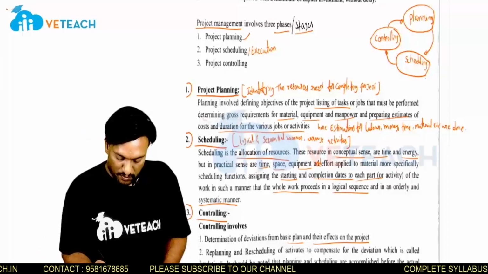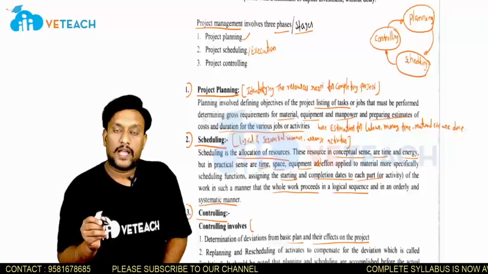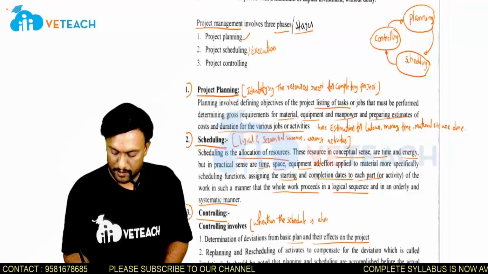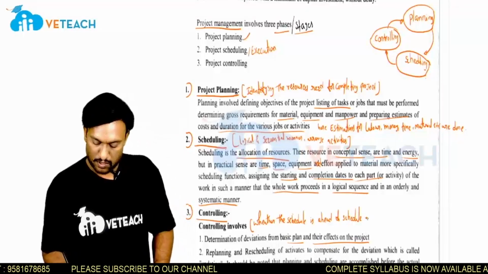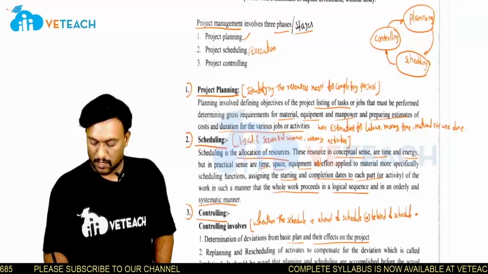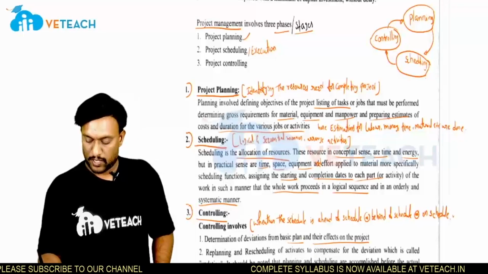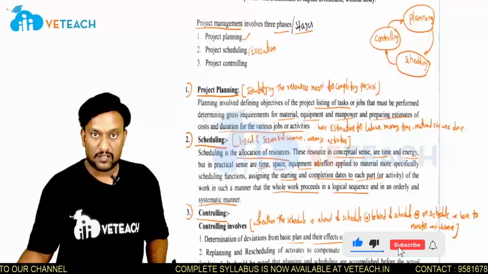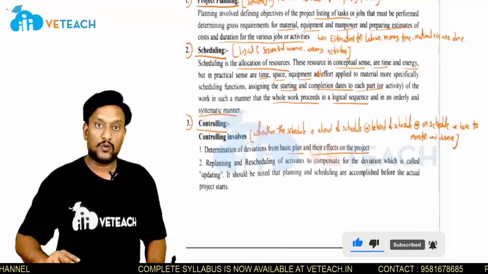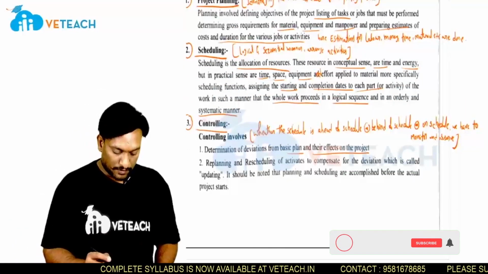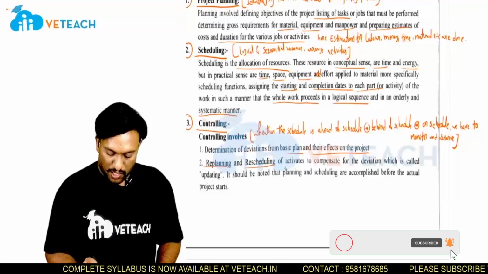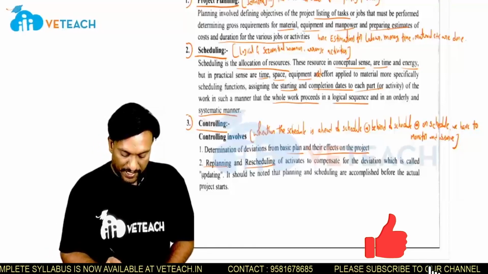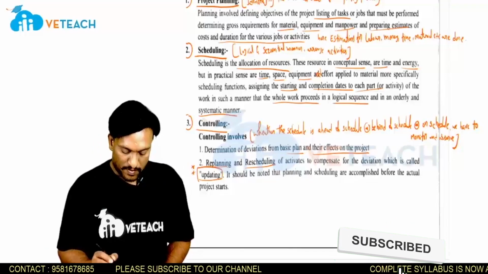So controlling involves checking whether the work is ahead of schedule, behind schedule, or on schedule. On schedule, we have to monitor and observe. Accordingly, if any deviations are there, then you have to replan and reschedule. Look here, replanning and rescheduling of activities to compensate for the deviations is called updating. Very, very important, my dear friends.